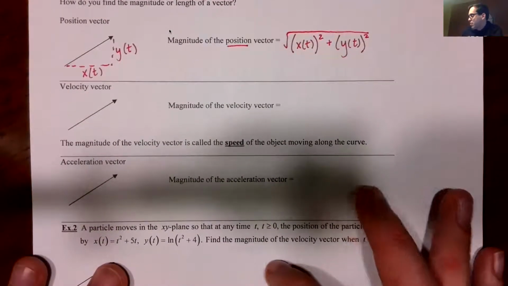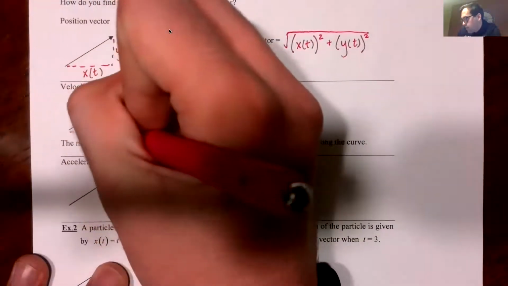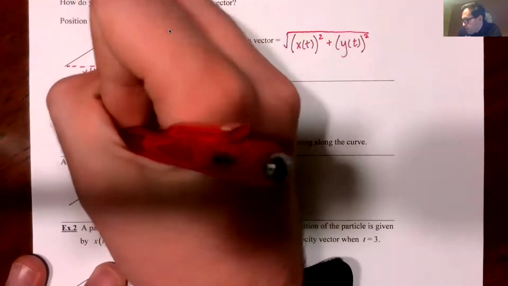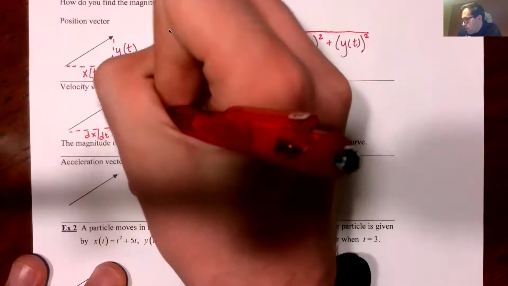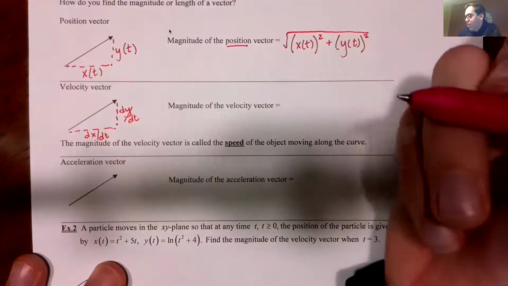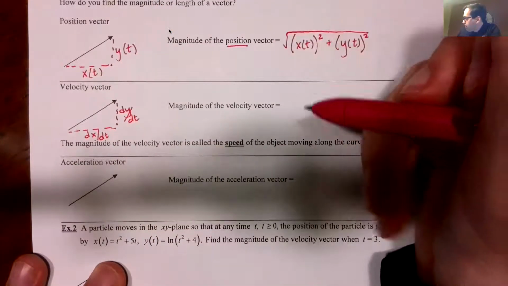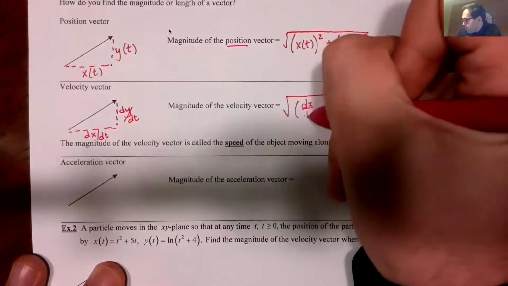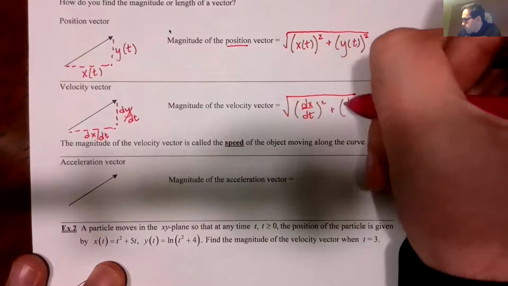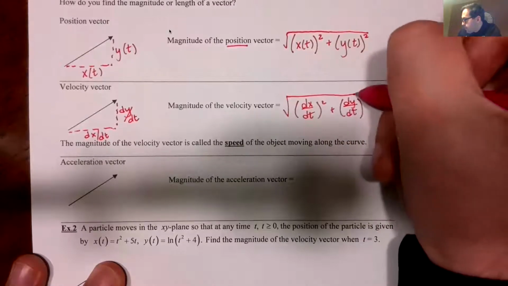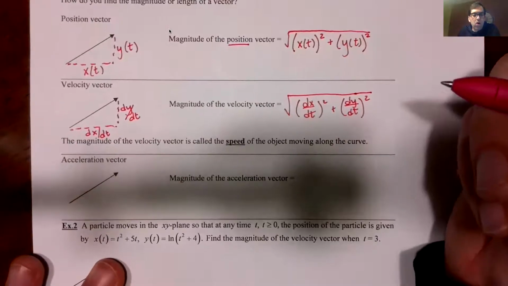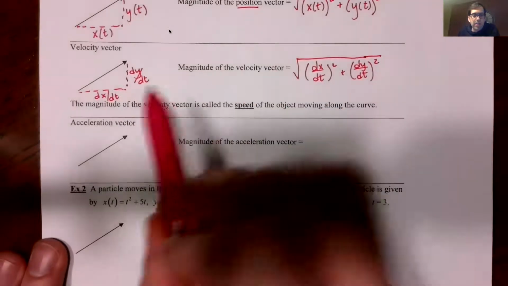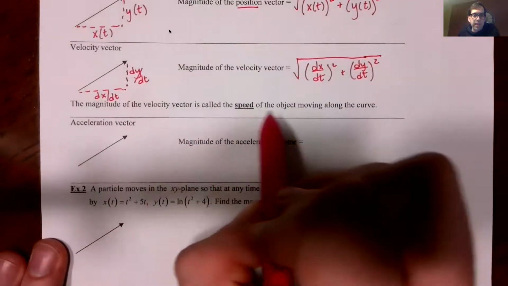I feel like the velocity makes a little bit more sense in this context because we're talking about actual movement now. But we're going to think about this as dx/dt and dy/dt, or x prime of t and y prime of t. So the magnitude of the velocity vector is going to be the same idea. And that's where our arc length formula comes from, right?